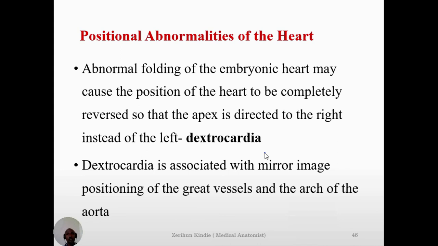Normally 2/3 of the heart lies on the left side and 1/3 on the right side. But during embryological development within the uterus, sometimes the heart can have dextrocardia. Dextrocardia means the apex is found on the right side. Normally the apex beat should be on the left side, but in dextrocardia the heartbeat is found on the right side, at the fifth intercostal space, 9 cm from the median plane.